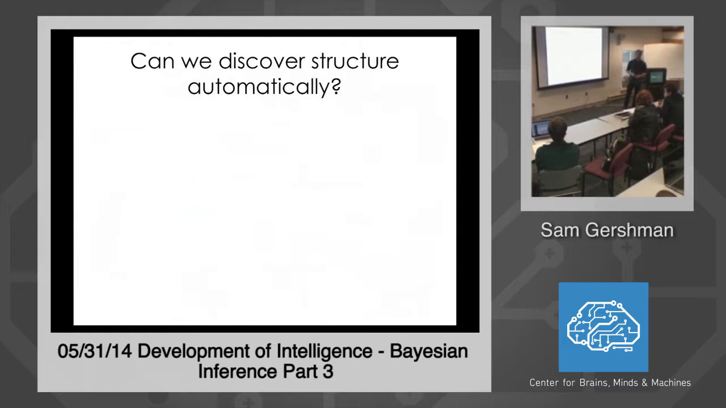So now I'm going to talk briefly about automatic structure discovery, and I think Josh will talk a little bit more about some of these things. We have a set of building blocks for structure. Right now, we're more or less picking the right structure by hand, and we'd like to do this automatically.